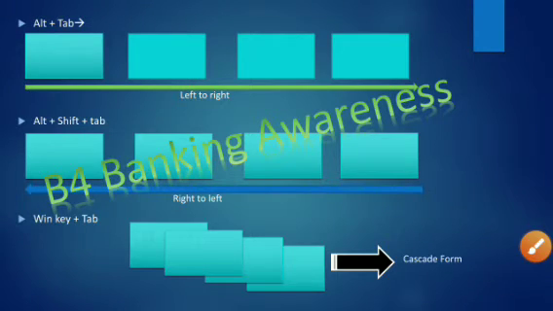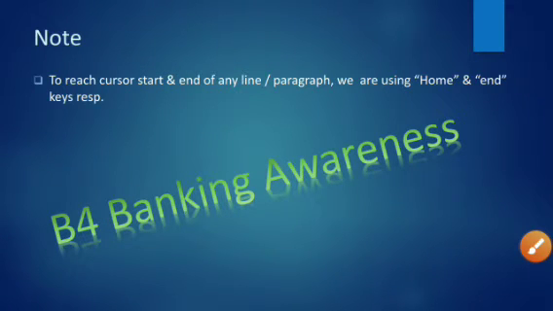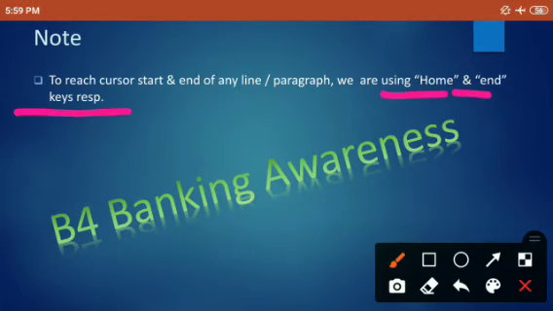A question can be asked in the exam such as which keys are used to move from one application to another application from left to right? Your answer should be alt plus tab. Or which keys are used to move from one application to another application from right to left? Your answer should be alt plus shift plus tab. And for cascading form, you must click on Windows key and tab key simultaneously. Based on this, here is the note point. To reach the cursor, start and end of any line or paragraph, we are using home and end keys respectively.